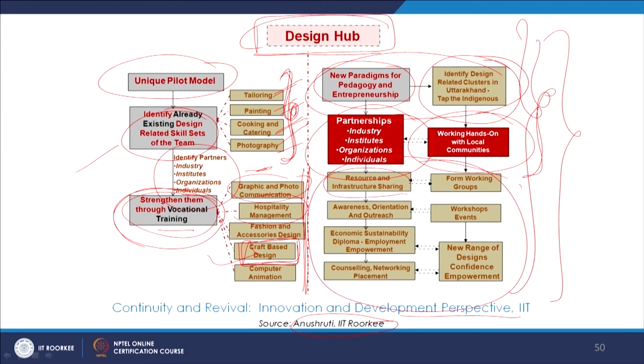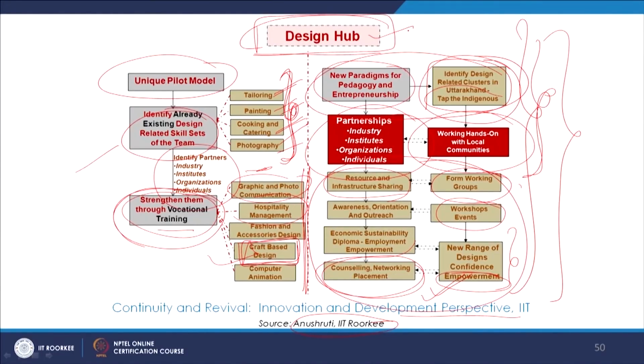and then come up with interesting designs and prototypes through resource sharing, by making different groups, creating workshops, being a part of it, and by forming a network, and finally coming up with a new range of designs which gave confidence to all the children of Anushruti, as well as empowerment to the artisans, craft persons, and the indigenous communities which came forward to collaborate. So this was a sort of a model for the design hub which was only in the stage of ideation. So I thought it could be interesting to discuss that.